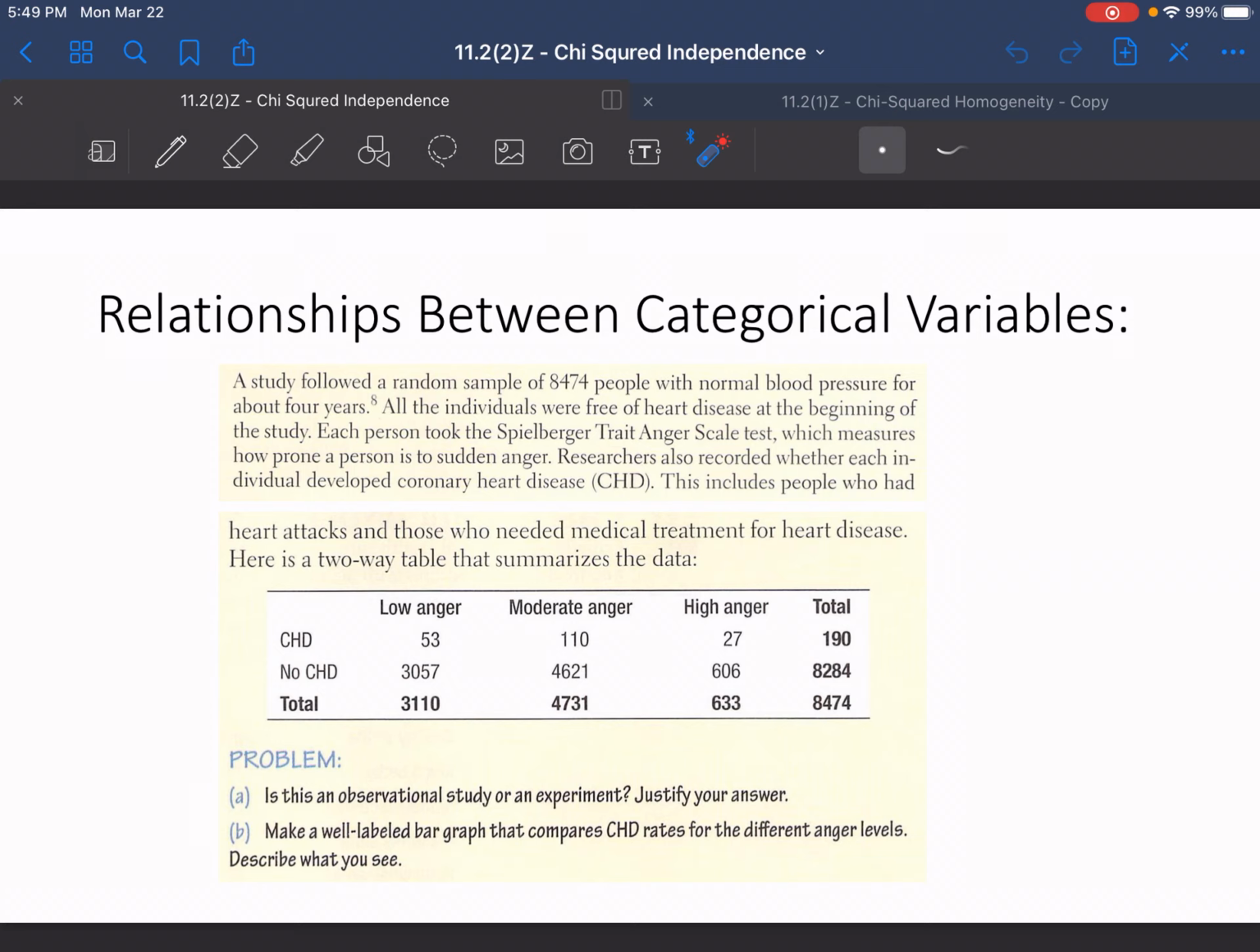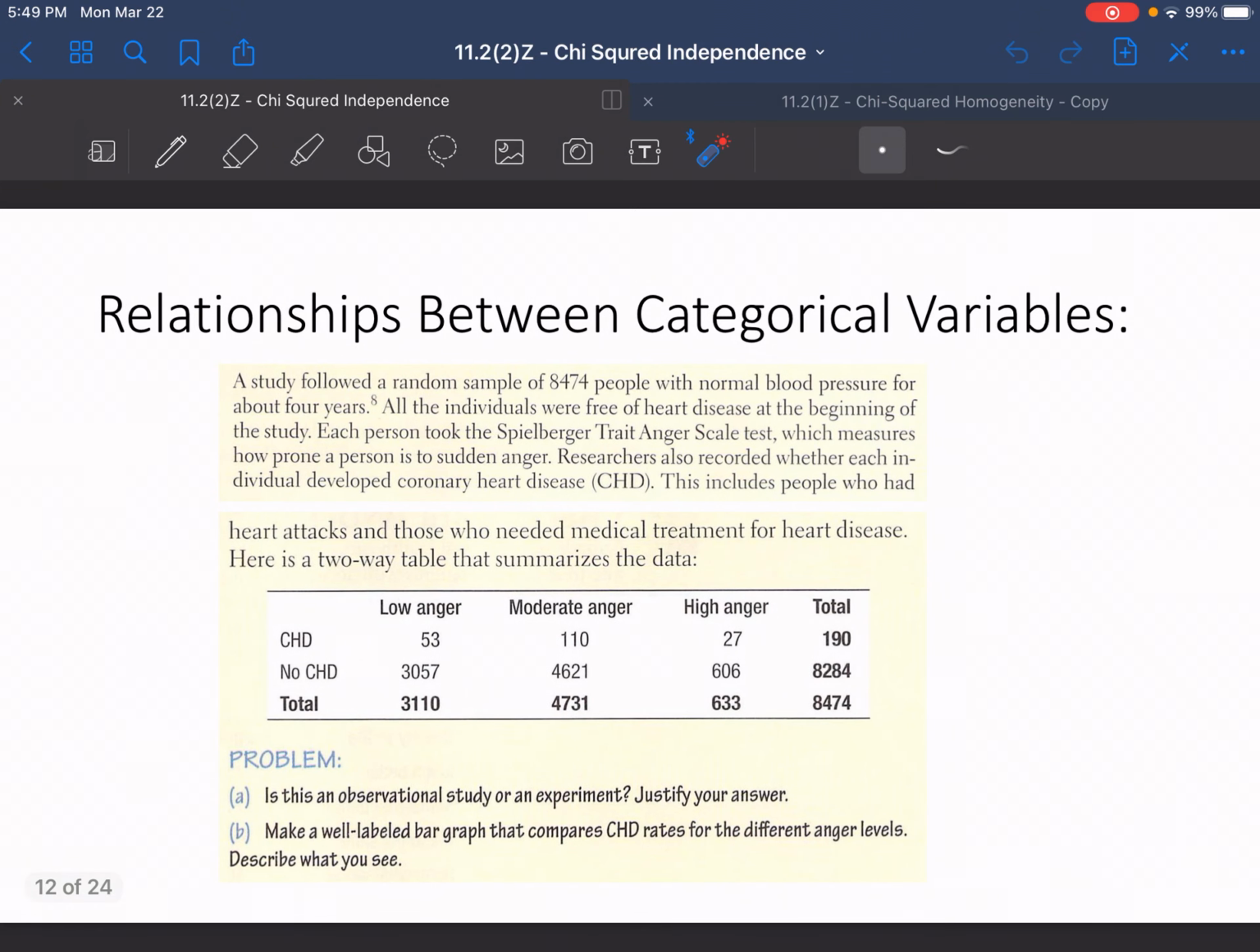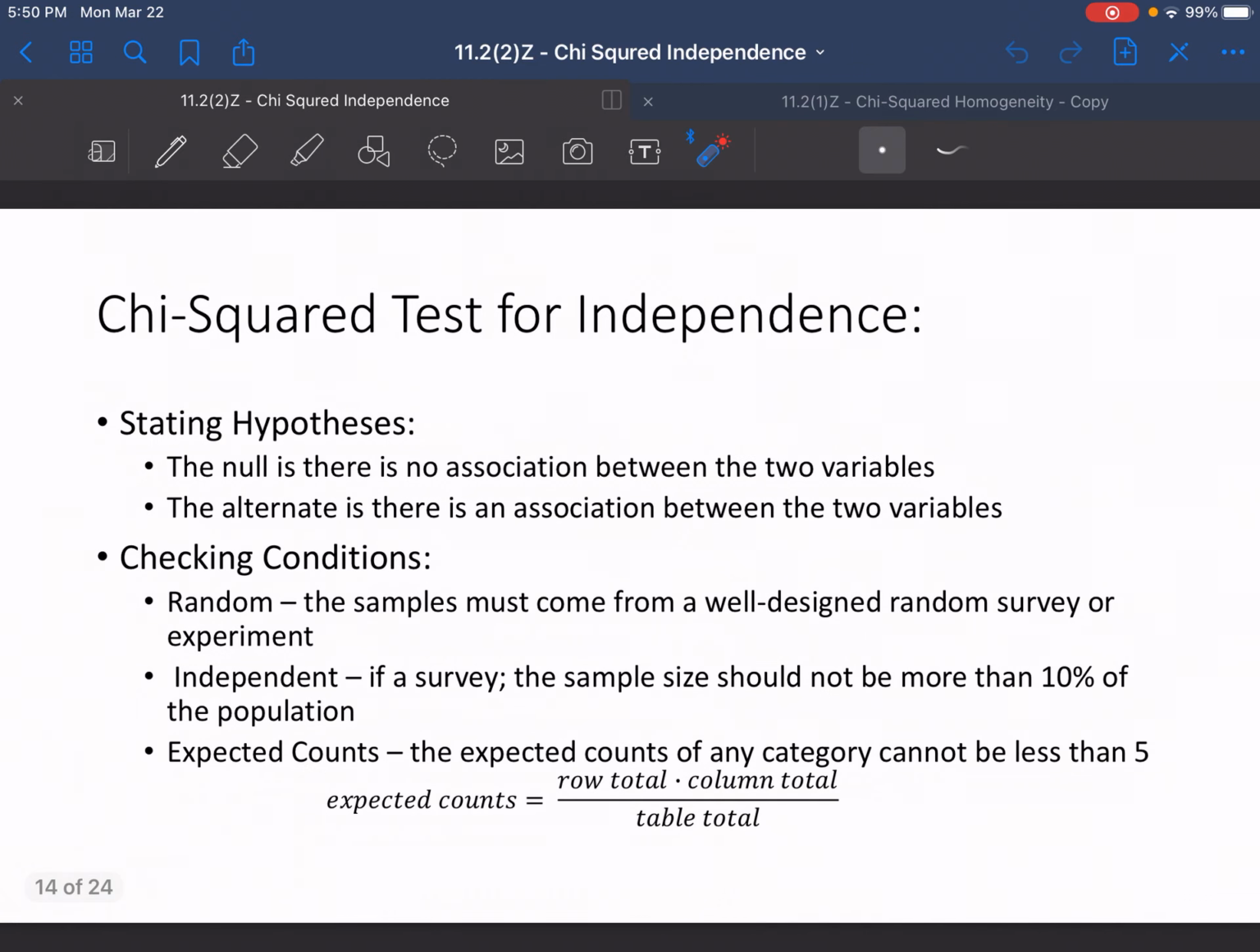Part A asks us to define whether this is an observational study or an experiment and justify our answer. This is what's known as an observational study. There was no treatment imposed on the individuals, so it can't be listed as an experiment. And if we look at the graph below to justify our answer, there appears to be a relationship between anger level and heart disease. As the anger level rises, the percent with CHD also rises. So that's answering Part B. We want to make a well-labeled bar graph that compares CHD rates for the different anger levels, and then describe what we see.